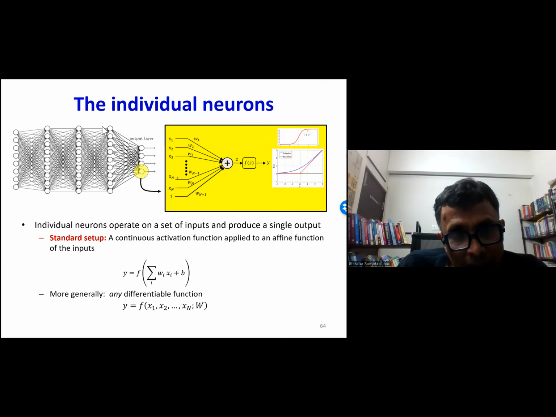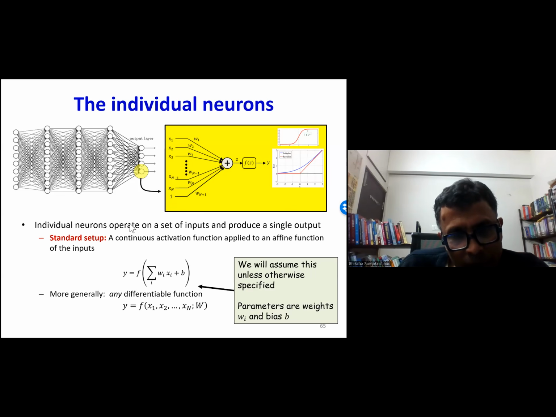The individual neurons in this network operate on a set of inputs and produce a single output. And the way they do it is what we saw before. They first compute an affine value of all of the inputs and then apply an activation function to this affine value to compute the output. So this is how we're going to be describing the individual neurons, though in reality, a neuron can be any differentiable function of inputs and parameters. But the specific format that we will use is the one in this equation here.